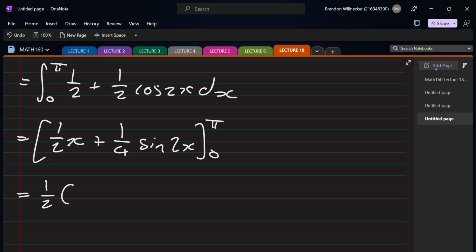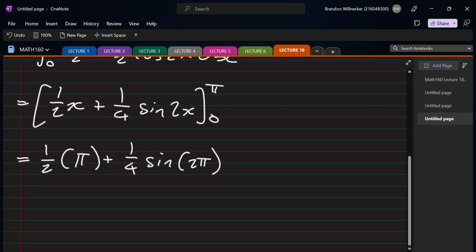So we're going to have 1/2 pi plus 1/4 sine 2 pi. If we substitute 0, we're going to get 0 plus 0, so that doesn't do anything. Also, sine of 2 pi is 0, so that can go, and we're just left with pi over 2. Okay, so remember your bounds for the trig functions. Cos, if you're looking at cos of 0 or cos of 2 pi, that's going to be 1. Sine at 0, sine at pi, sine at 2 pi, all of those are 0. If you just remember that, then you don't need to worry about using your calculator.